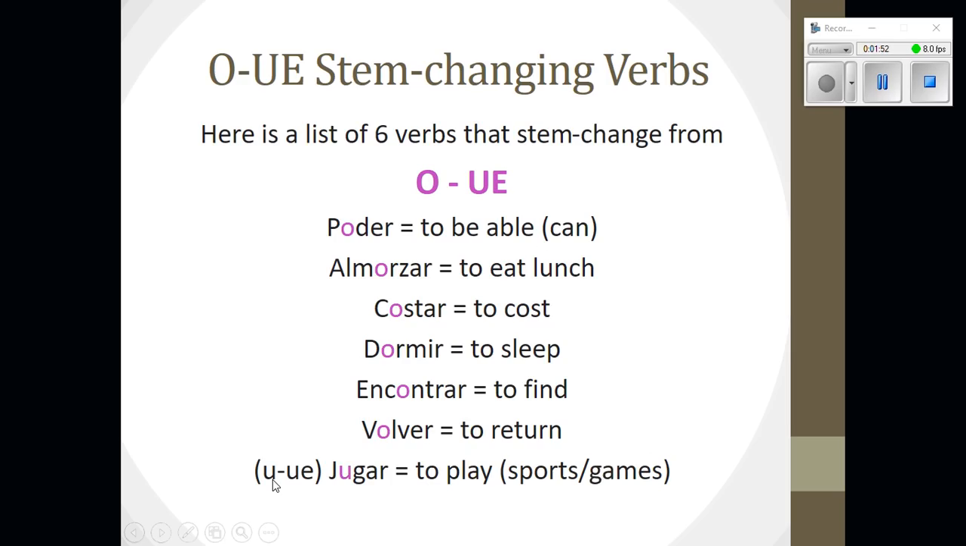Also notice here that we have the verb jugar, and jugar, although it does not have a O in the stem, will change to UE when you conjugate. Okay, jugar means to play when you're talking about sports and games. Also, I'd like to point out that not listed on this slide is the verb devolver, which, unlike volver, means to return a thing. All right, so go ahead and pause the video and fill out the part where it asks for the 6 O to UE and the 1 U to UE stem changing verb, and go ahead and jot down devolver to return a thing as well.